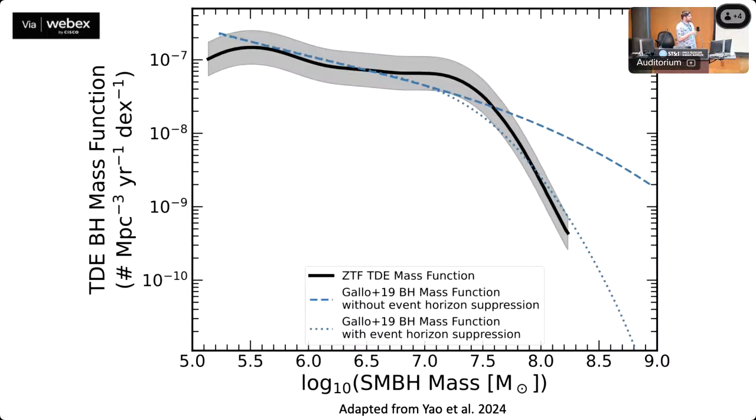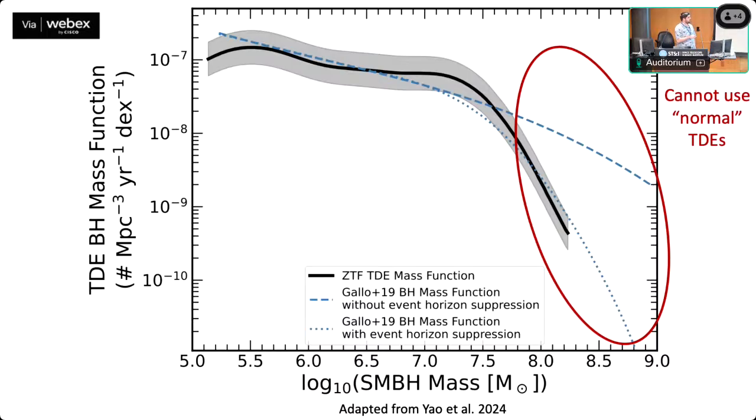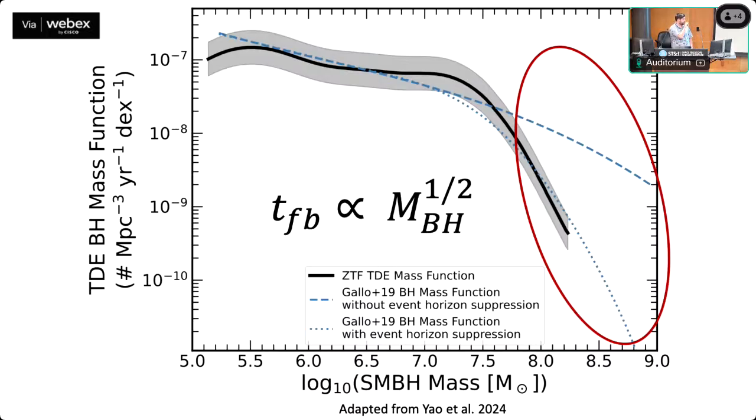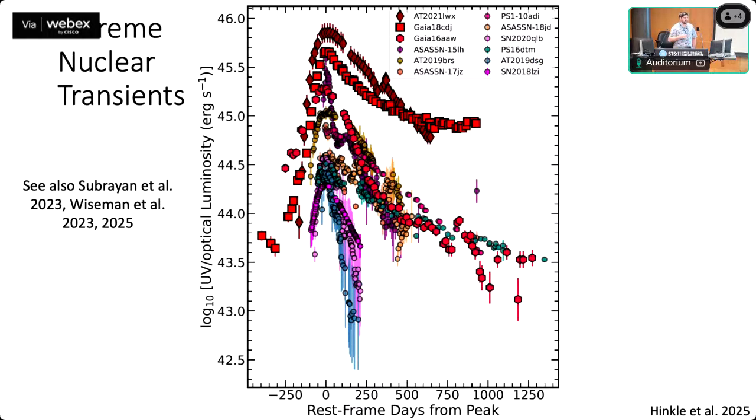And so while that's great in telling us that we're seeing what we think we're seeing, it also means that we can't use these kind of regular TDEs to study the very massive black holes. And of course, this is an interesting question. But not all hope is lost. This comes from actually what I was talking about earlier, the fallback of material. We get this very nice scaling between the time scale of the TDE and the black hole mass. And so in particular, if we went out and we said, okay, let's look for really long timescale TDEs, we could actually go and try to find some of these more massive black holes.